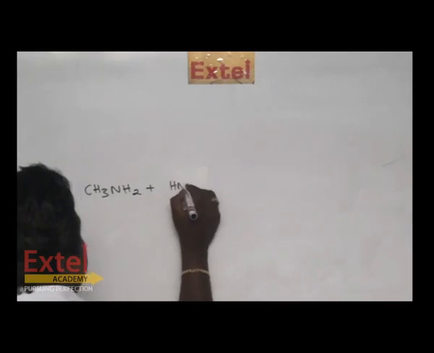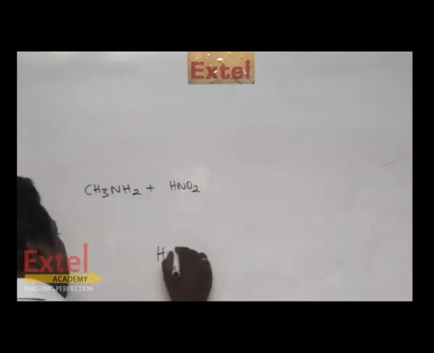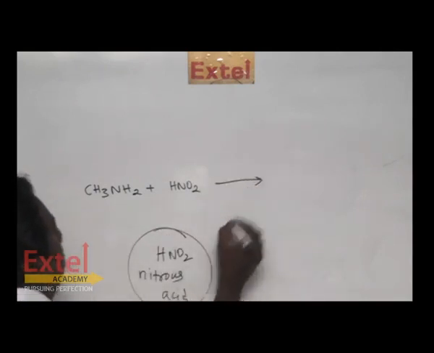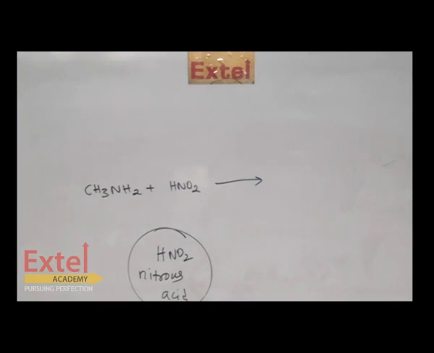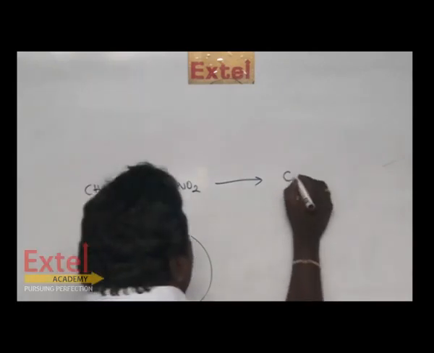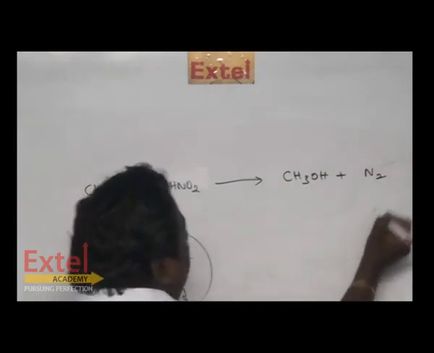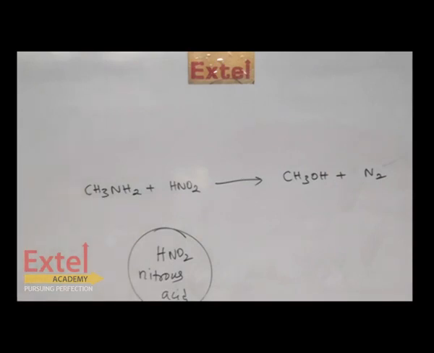Now let's see the other reaction. Suppose it is reacting with HNO2. HNO2 is called nitrous acid. When methylamine is treated with HNO2, the amino group is converted into alcoholic group and you are getting CH3OH plus N2. The nitrogen is liberated.